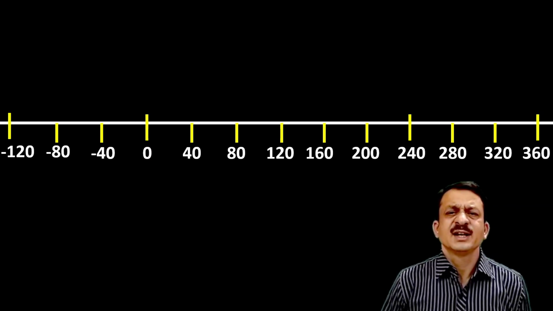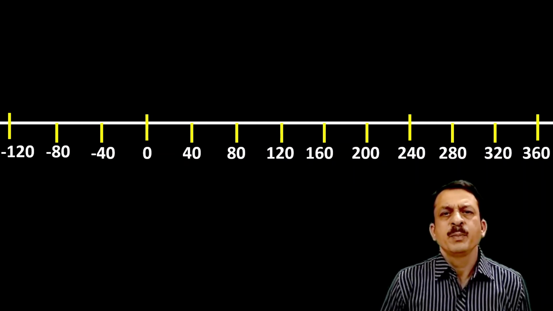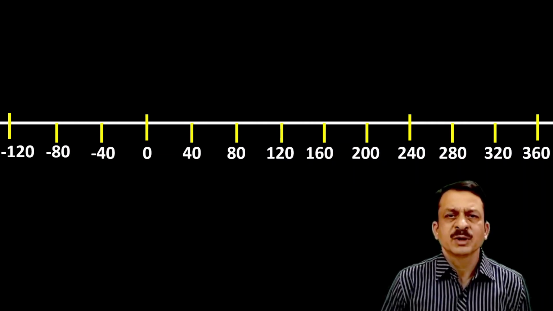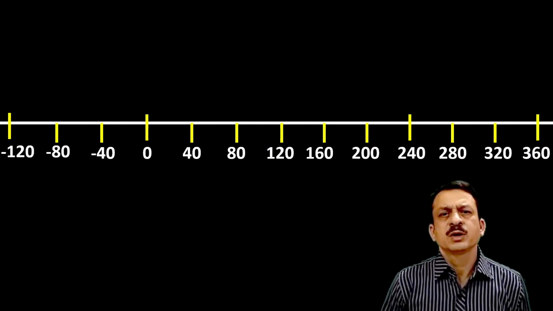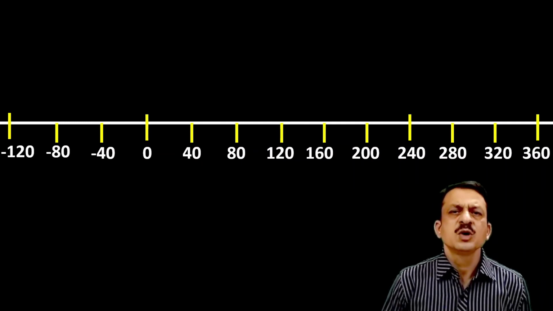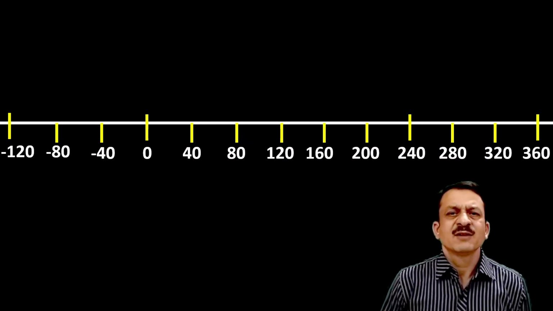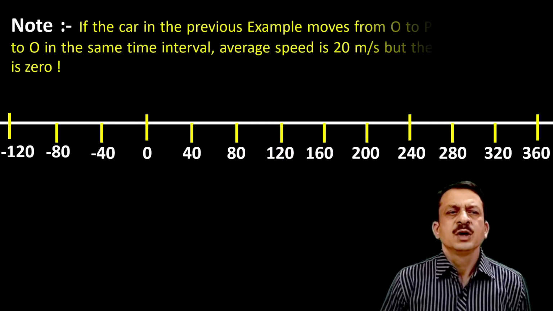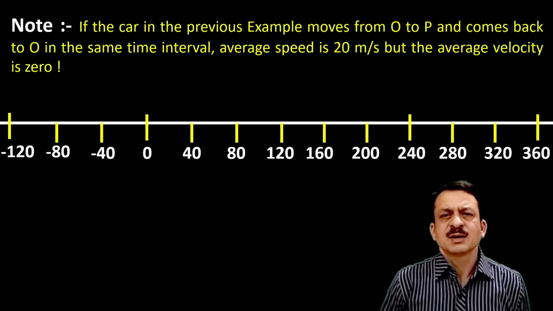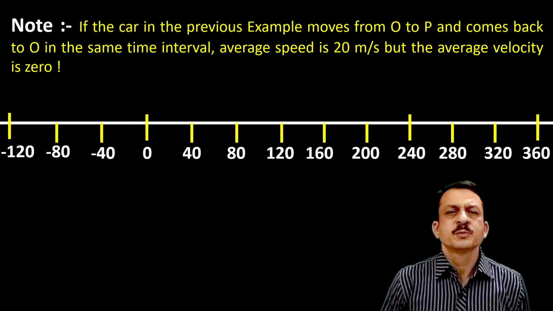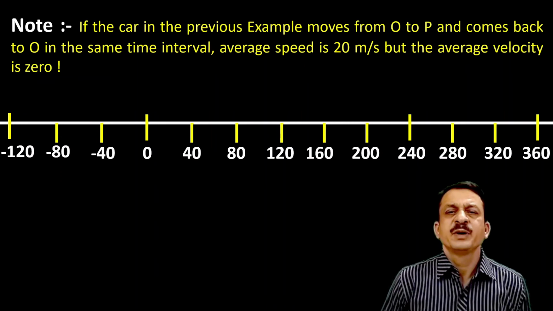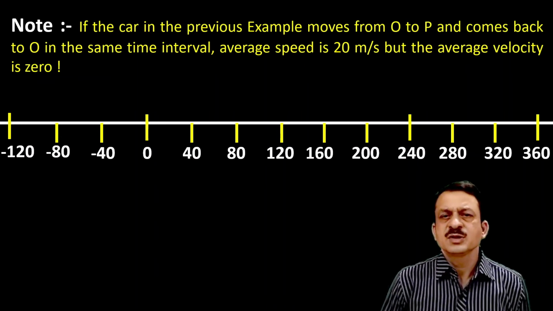Now we study one case here. Suppose the object starts from O, goes to P and comes back to O, from the starting point, reaching point P and coming back to O. What is the average velocity and what is the average speed? Let us work out both. Now if the car in the previous example moves from O to P and comes back to O in the same time interval, then the average speed becomes 20 meter per second, but the average velocity becomes 0.